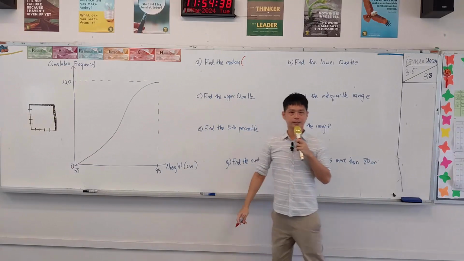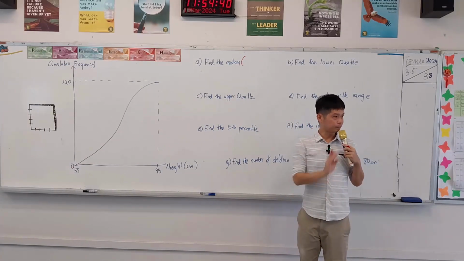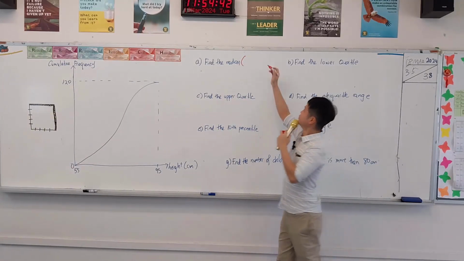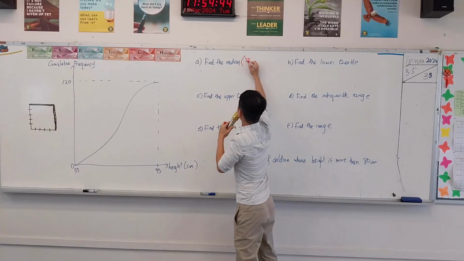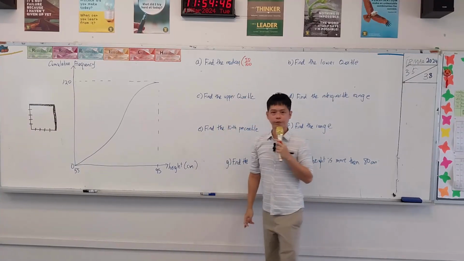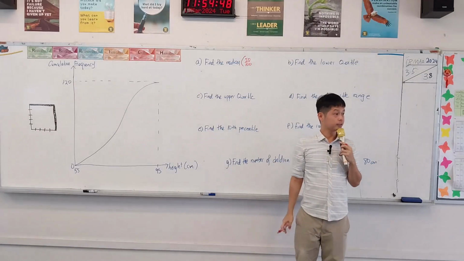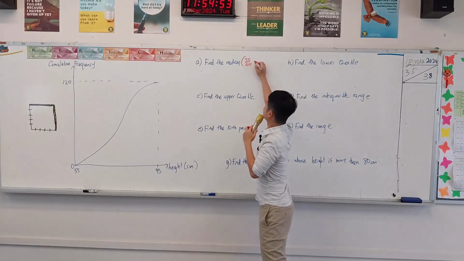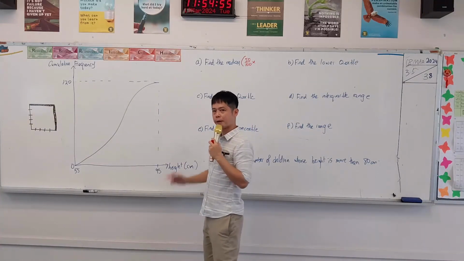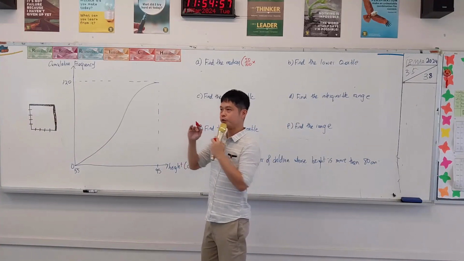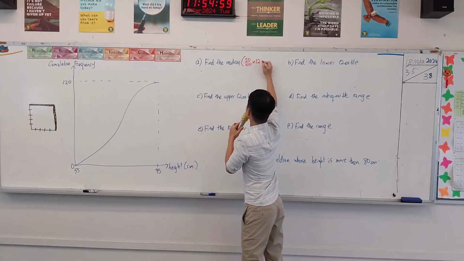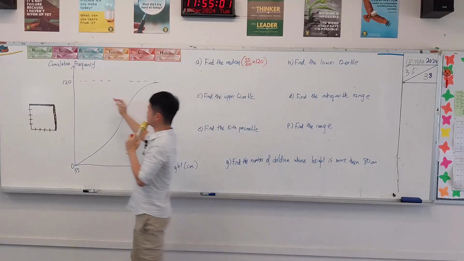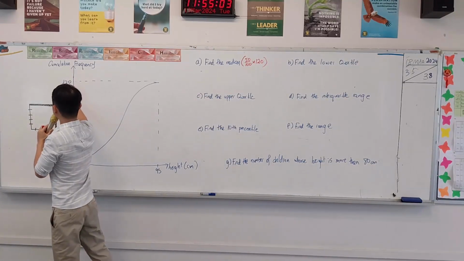So put the bracket, follow my working, very important, follow my working. 50% is 50 over 100. If you really don't like it, you can put half. Median is half, so I multiply by the total number of students. In this case, the total number of children is 120. I'll multiply by this number here.